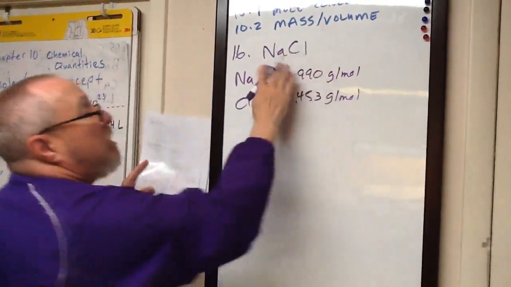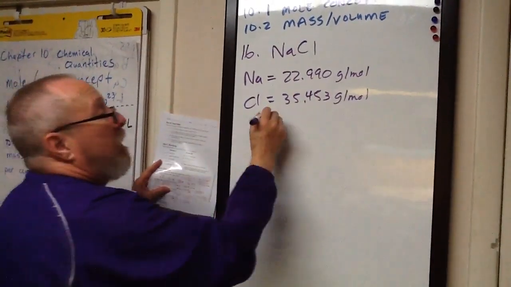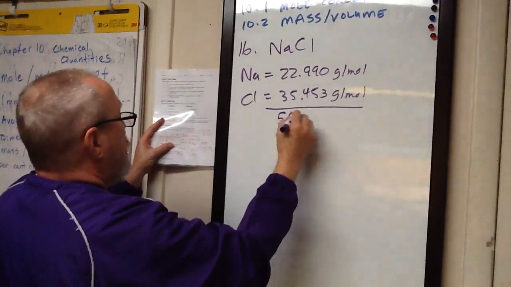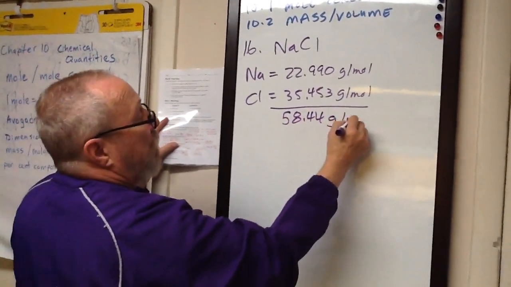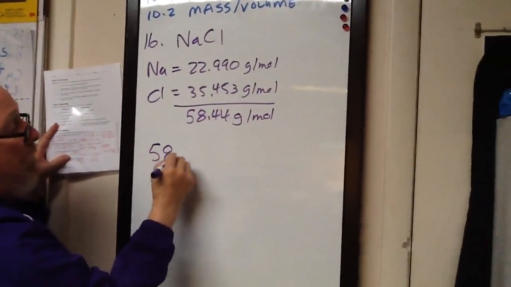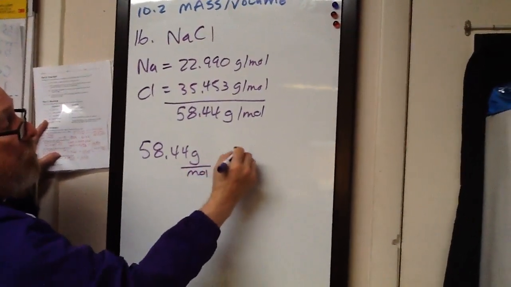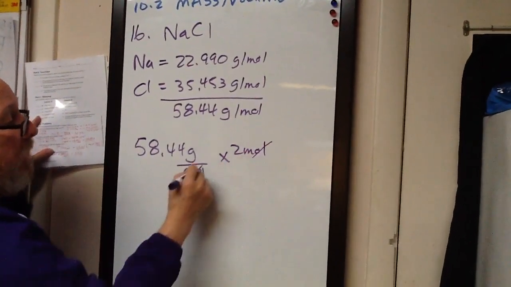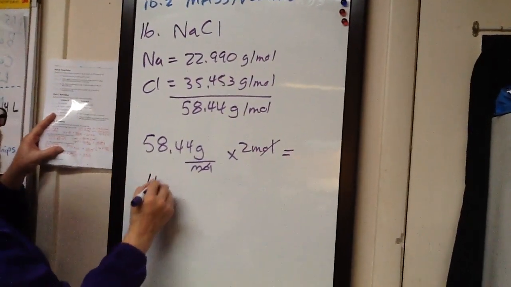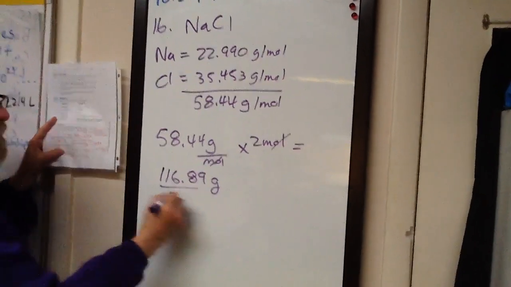To calculate the molecular mass of a compound, all you do is add the masses of the individual elements in the compound. And when I put this together, I get 58.44 grams per mole. Now it says, what's the mass of 2 moles? So I have 58.44 grams per mole times 2 moles. Moles cancel. And my mass is 2 times 58.44, or 116.89 grams. And that's your answer.